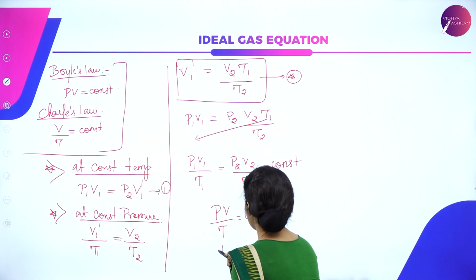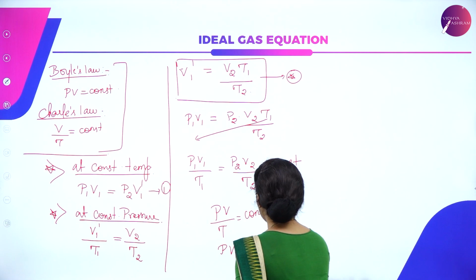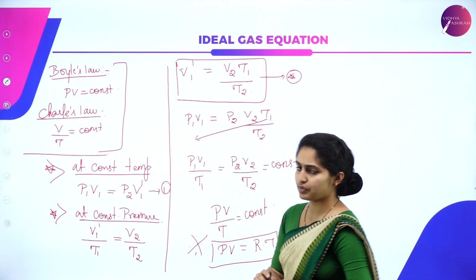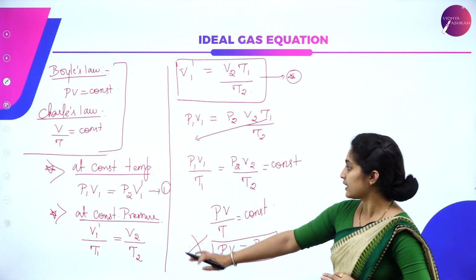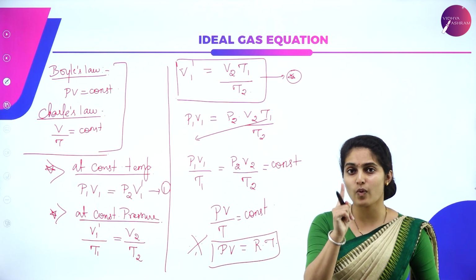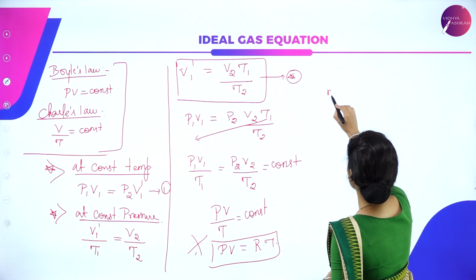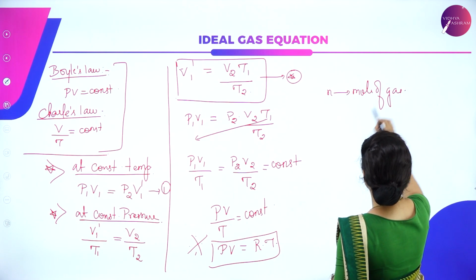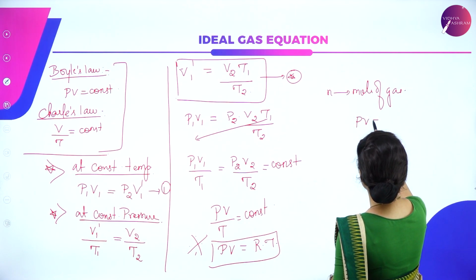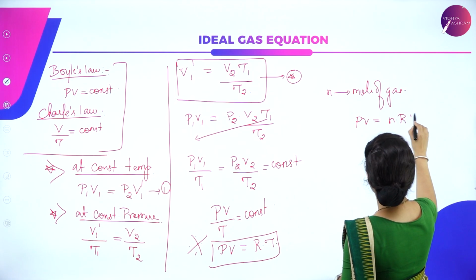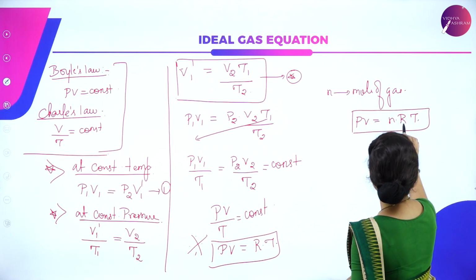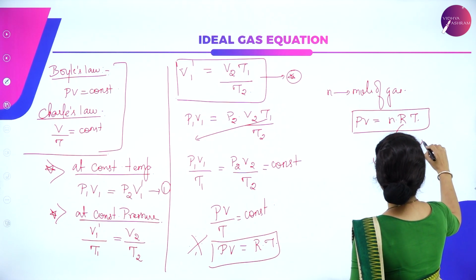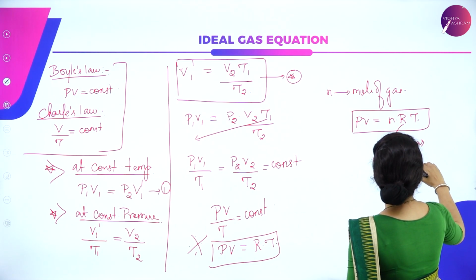The constant term can be represented as R. So PV is equal to RT. So this is your ideal gas equation, which is one of the most important components. This is just if you take 1 mole of a gas. Suppose you consider N moles of gas, then your equation turns out to be PV is equal to nRT, where R is called the universal gas constant.